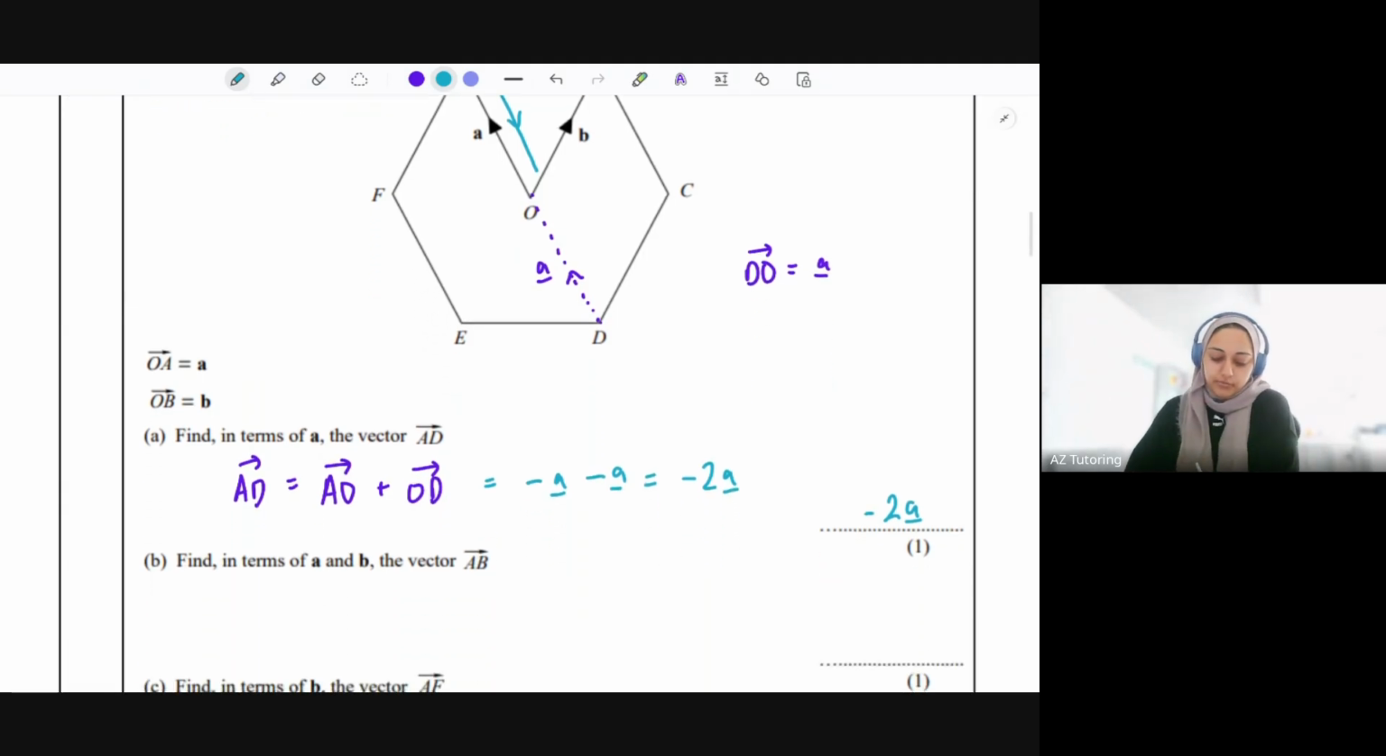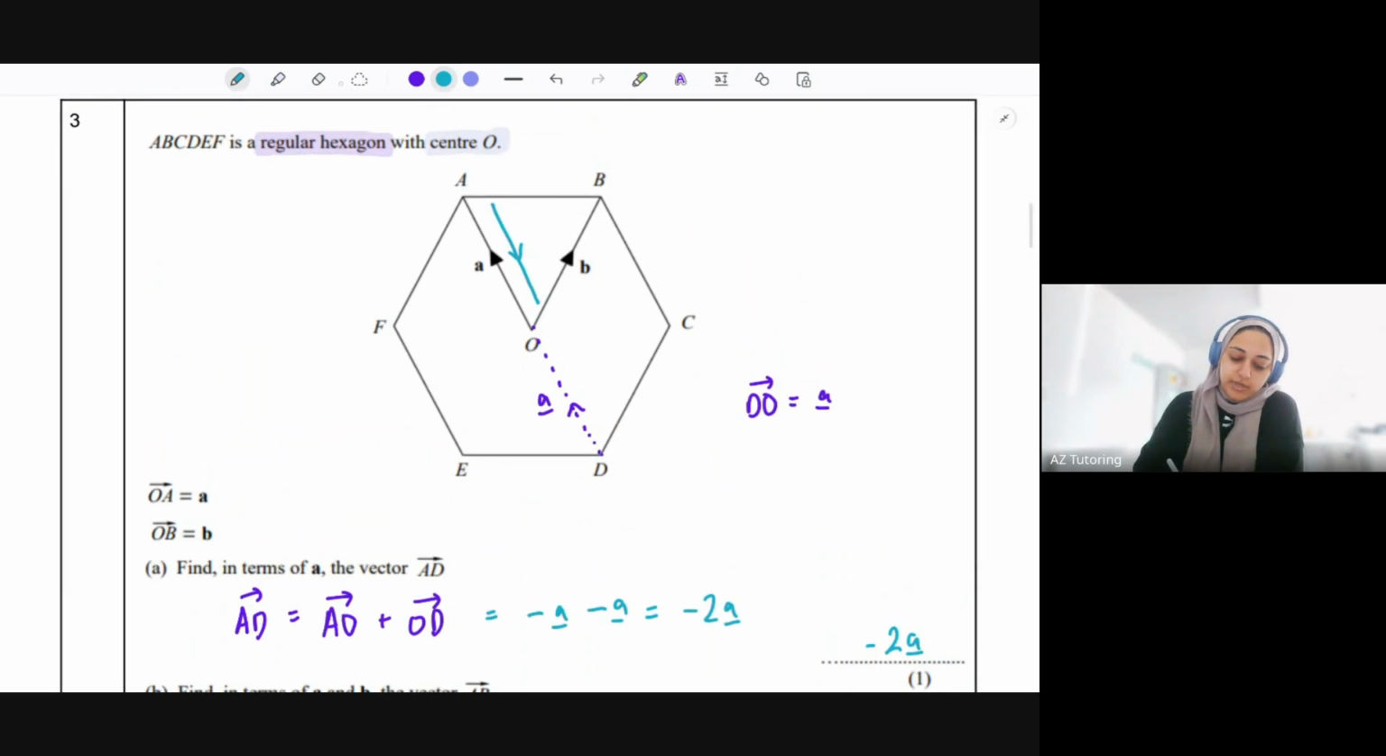Moving on, find in terms of A and B the vector AB. So where is AB? AB is this part here, which we don't know that vector, so we need to find another path to go from A to B. So we could say A to B is, we can go A to O, and then we can go O to B. It's worth writing this down to the examiner so you can show that understanding. So we're going A to O, and then we're going O to B.